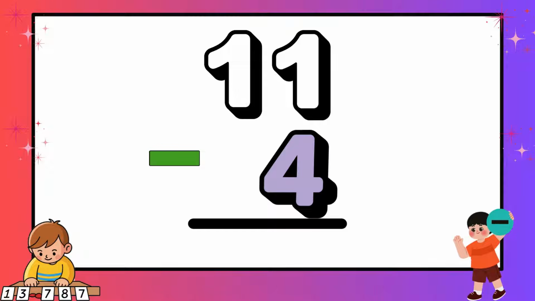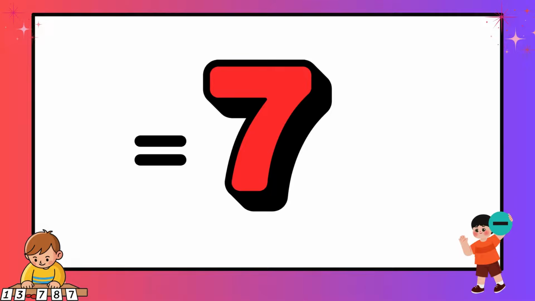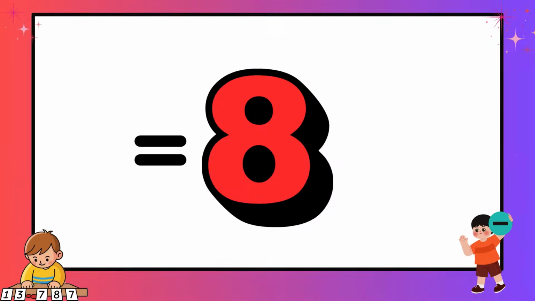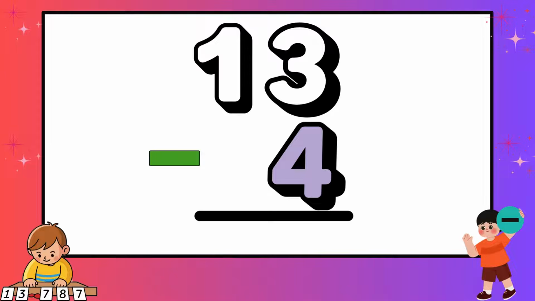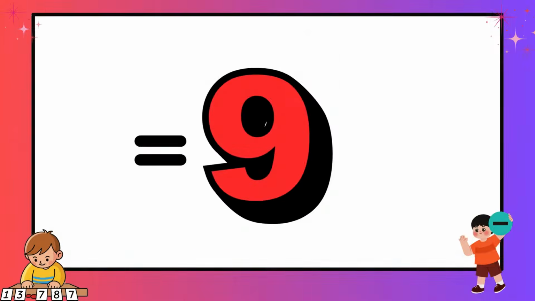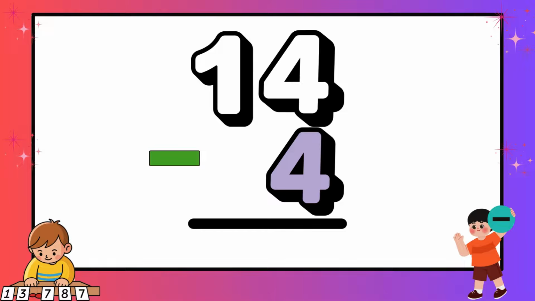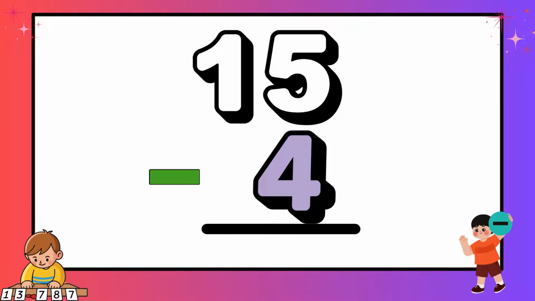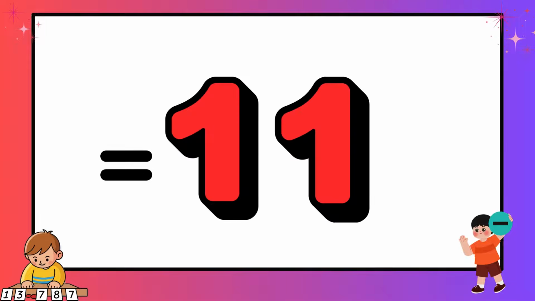From there, 11 minus 4 equals 7. Following that, 12 minus 4 equals 8. Also, 13 minus 4 equals 9. Then we have 14 minus 4 equals 10. Finally, 15 minus 4 equals 11.